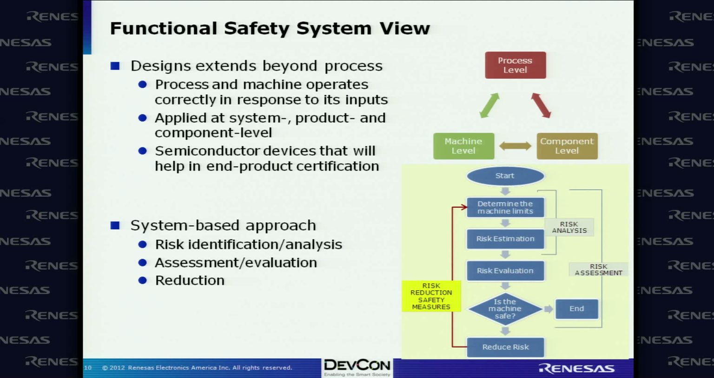Here's a flow. The three main elements, obviously, are your risk analysis, risk assessment or evaluation, and then all the risk mitigation techniques that are utilized. And of course, this is an iterative process.